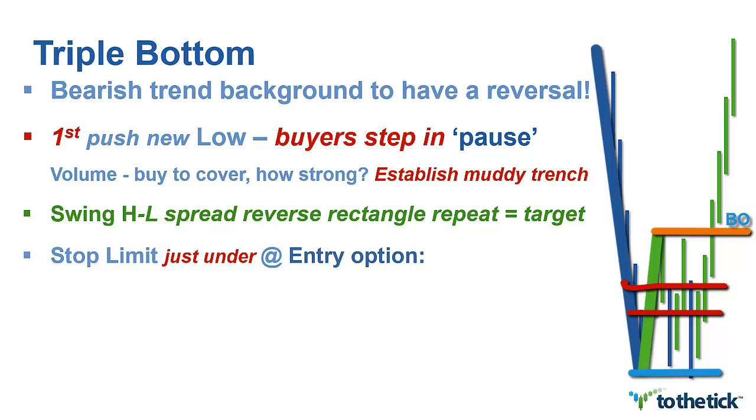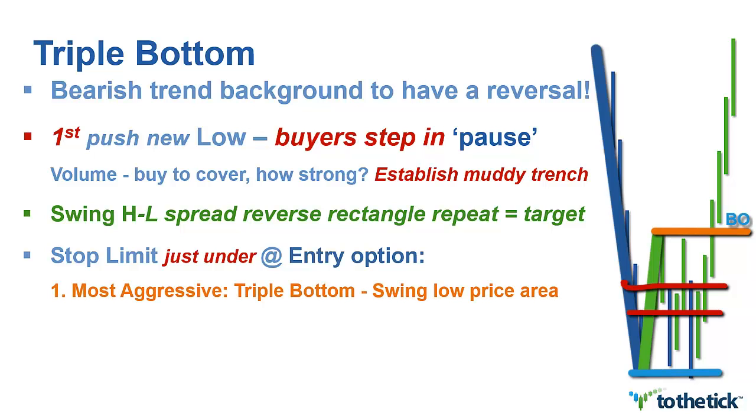Then on every one of your entries, on all your options, your stop limit is just under that option. And number one, again, most aggressive, working the triple bottom swing low price area for an entry. Whatever you want to use for confirmation, you're looking for the bulls to really show you some aggressive buying pressure there. Then number two, I like working the muddy trench. We're watching that third low get taken out and coming back inside, working the muddy trench. When do the bulls take control? Once they do, jump all over it.